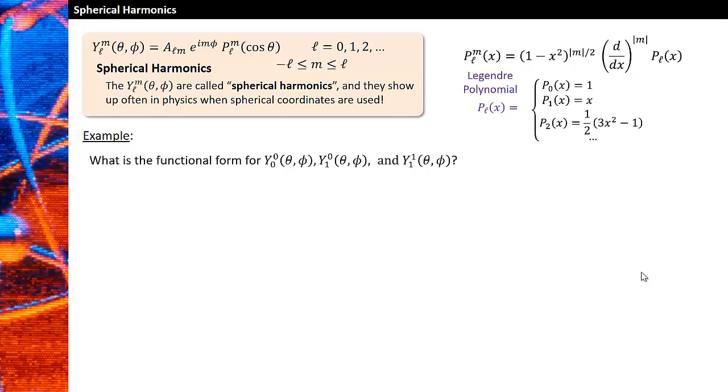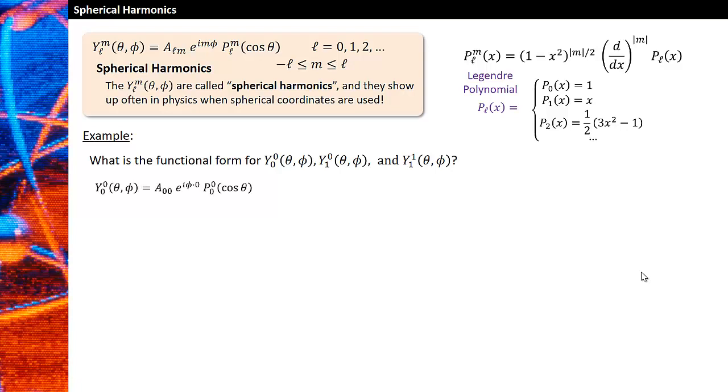Okay, let's look at some examples of calculating the spherical harmonic functions from the general formula. So let's look at these examples. Let's calculate the functional form of Y00, Y10, and Y11 as a function of both theta and phi, and then we'll try and figure out where these functions are maximized and minimized. So let's start with Y00.